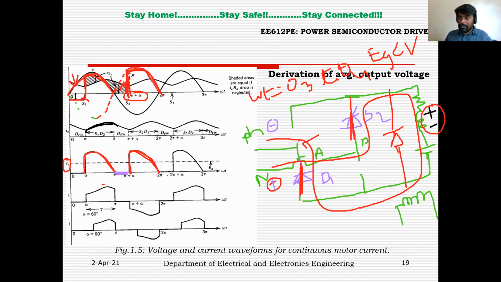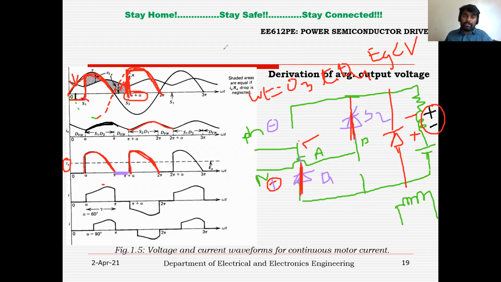And just after 2 pi, the inductor has to discharge. Now you can see a charging current when it is connected to the source. Now it is discharging. So during the discharging condition, the first thing the inductor has to do is reverse this polarity. The polarity will be negative, positive like this. Negative will become positive, positive will become negative.